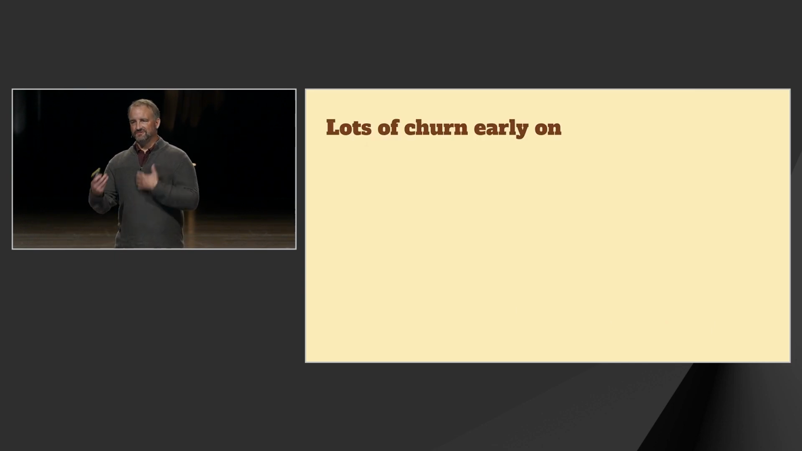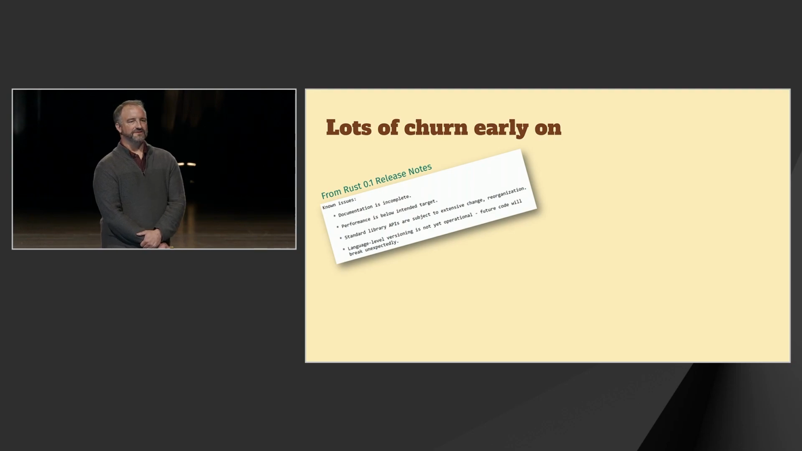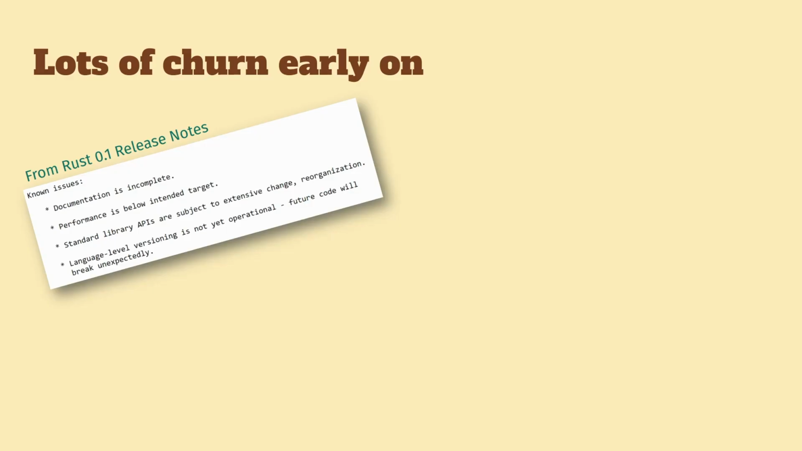And that was because as we worked on it, there was a lot of churn that went through it and a lot of evolution and iteration on the language. The easiest way to see this is to look at all of the release notes that we had. So in 0.1, we ended the release notes saying future code will break unexpectedly. I don't know that it really was unexpected that there would be breakage, but the particular breakage was maybe hard to predict.